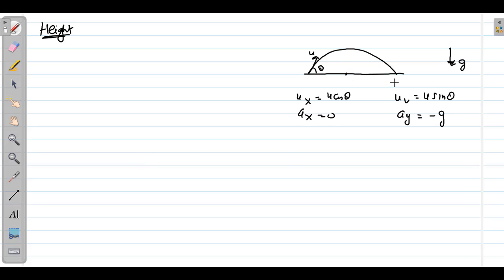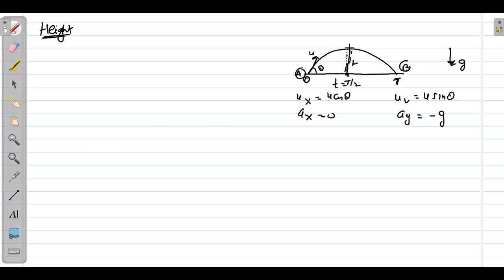If it is thrown at time t equal to 0 from point A, then it reaches point B at time capital T. This is the time of flight. That means maximum height will be at t equal to T by 2. So we have to find the height covered by the projectile at the time t equal to T by 2.